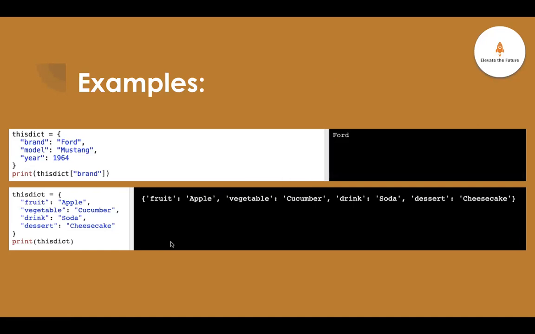So here are some examples of dictionaries. In the first one, this is a dictionary, and then you print the key value pair for brand. And then in the second one, it prints the whole dictionary in the console.